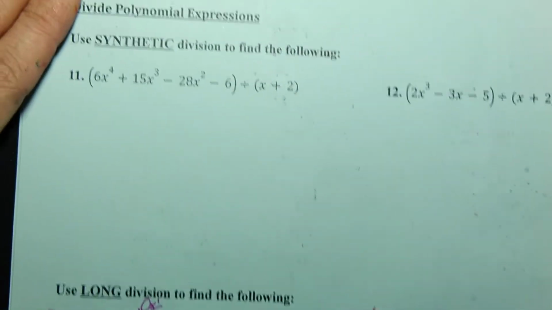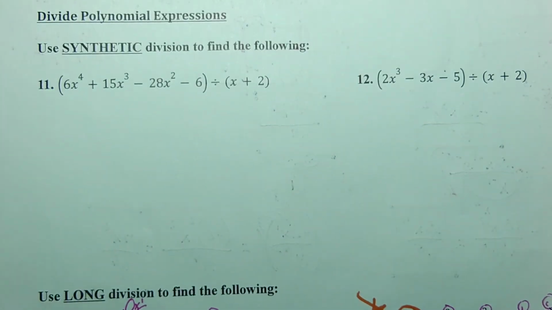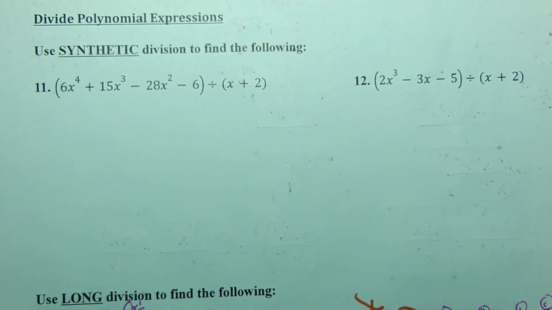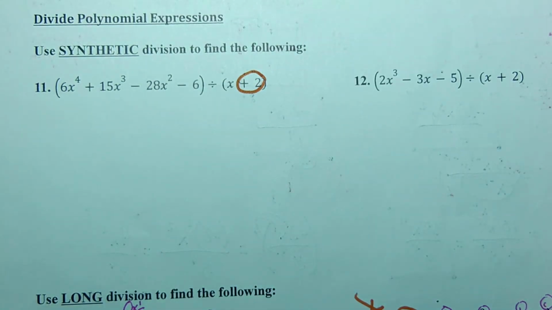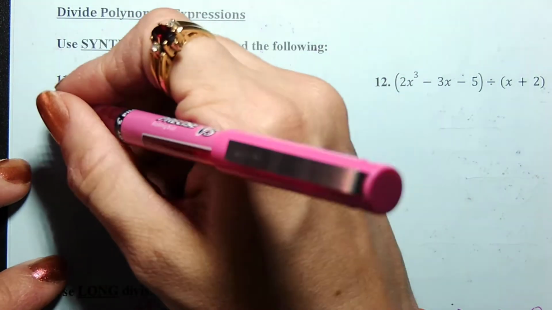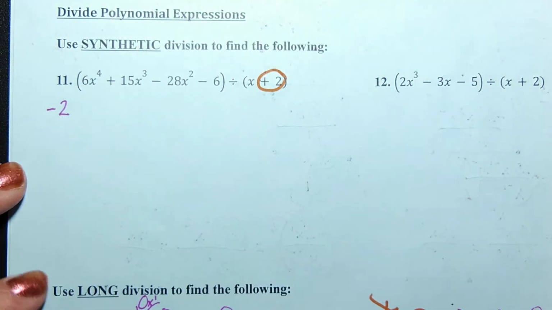On page 2 in the guided practice, we are now going to use synthetic division to find the following. So we've got x plus 2 as what we are dividing by. So can we use synthetic division? Yes. If it's plus 2 in the equation, what goes in the box? Negative 2. So it always switches signs.